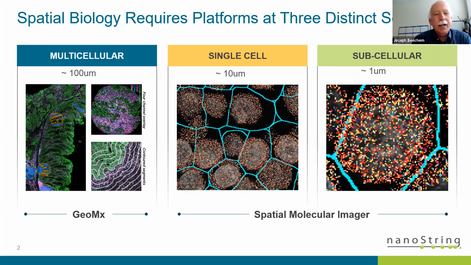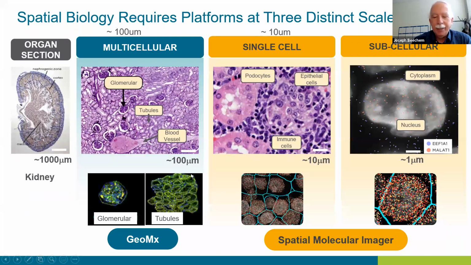I'm going to do one little vignette on the Geomics DSP, just because I think it's of general interest, and then I'm going to spend the majority of the time talking about the spatial molecular imager. This highlights the different spatial scales I think it's important to be able to probe, and being seamless between these spatial scales is really important.